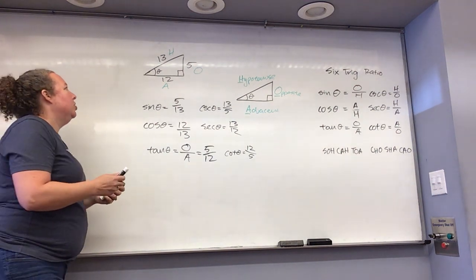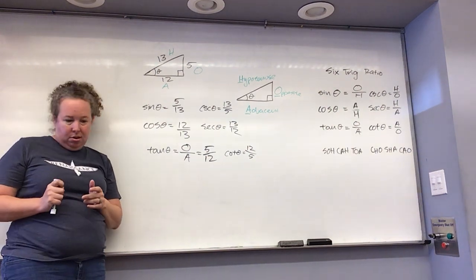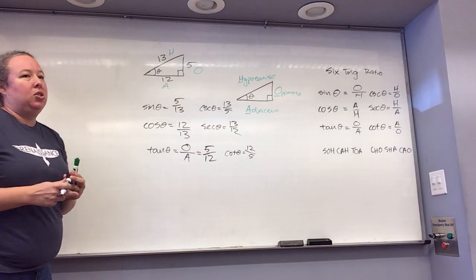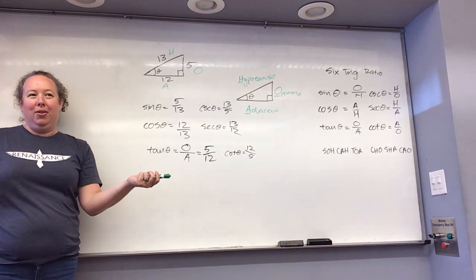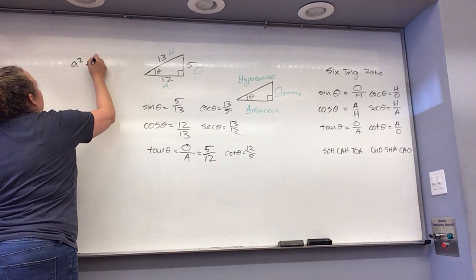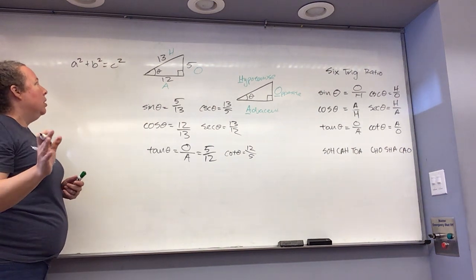That's right. So we can also, and I wish I had one more color, but I don't. And a squared plus b squared plus c squared used to be called the Pythagorean theorem, but what do we call it now? The Sumerian theorem. Okay, so we've got a squared plus b squared equals c squared.